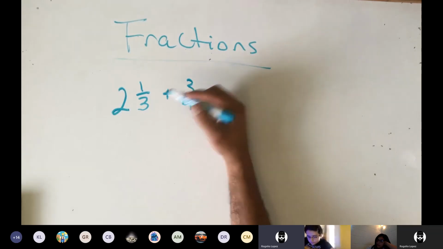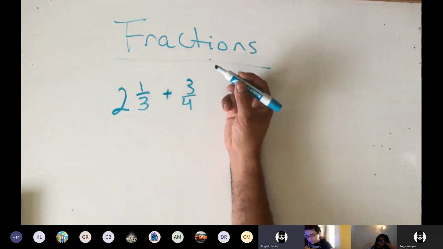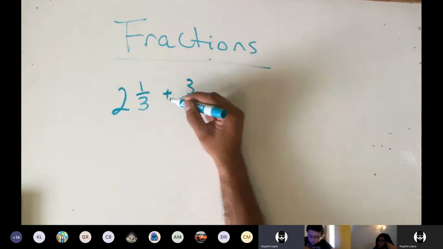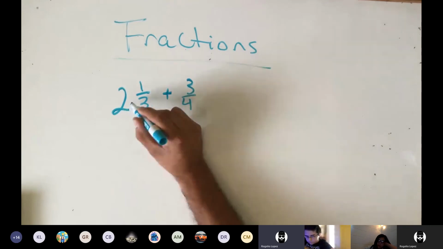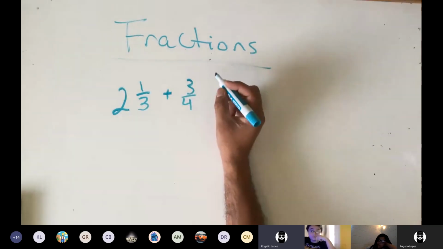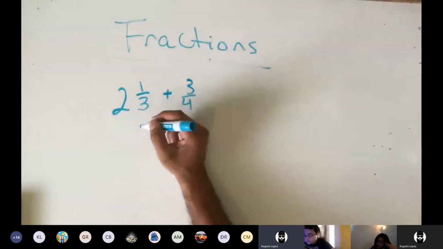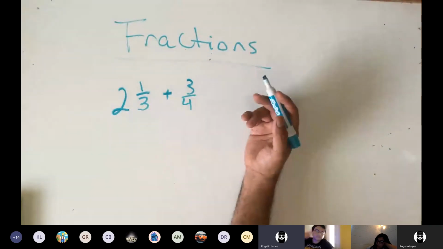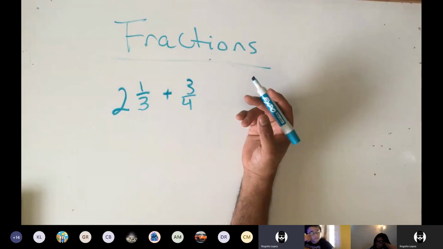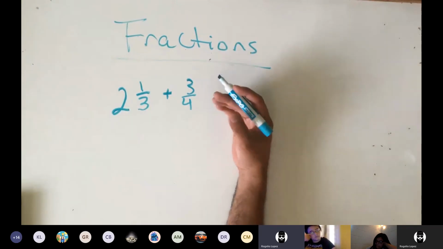So right here I don't, so I'm going to have to do the same thing. But before I do that, I'm going to do Texas, because that's going to make it easier for me. You guys know what Texas is? When you make it into an improper fraction, or in other words, a fraction that has a bigger numerator than a denominator.